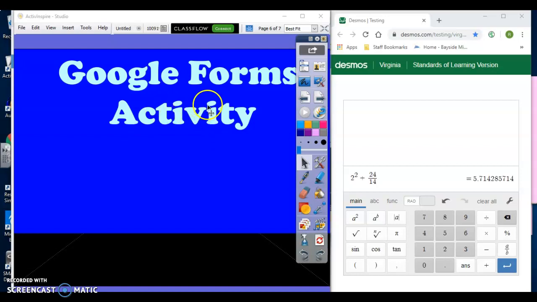It is a play pause it video. It is Desmos operations with rational numbers. So you'll complete that, and then with 10 minutes left of class, you're going to log into your exit ticket and complete that.